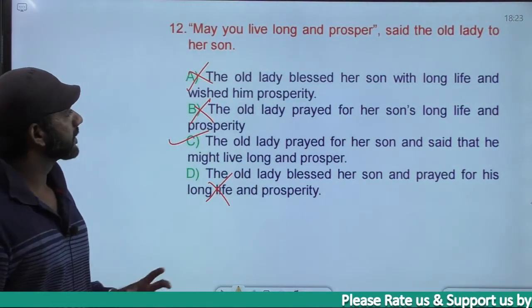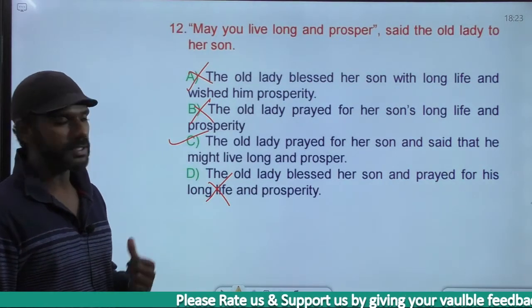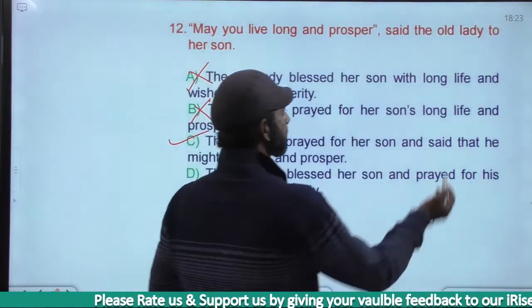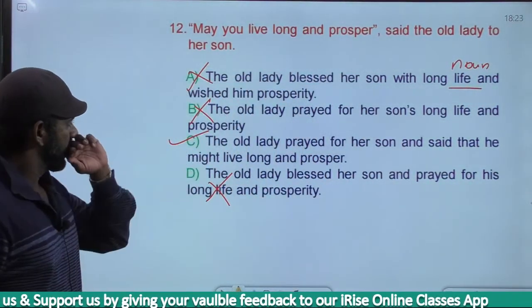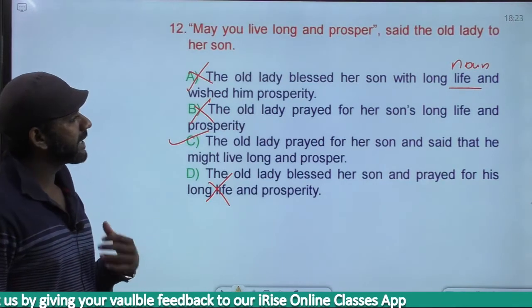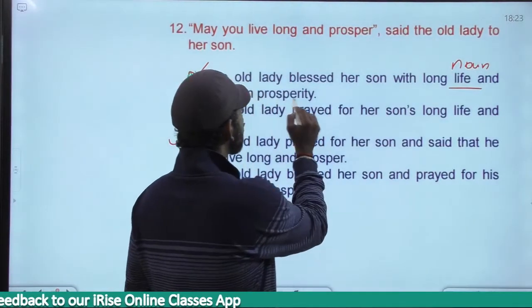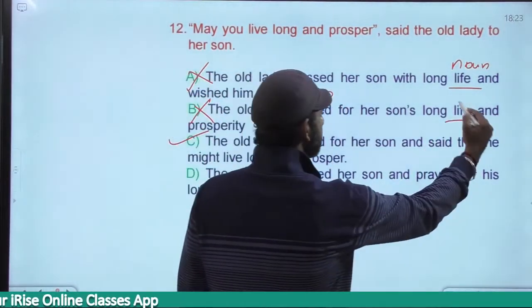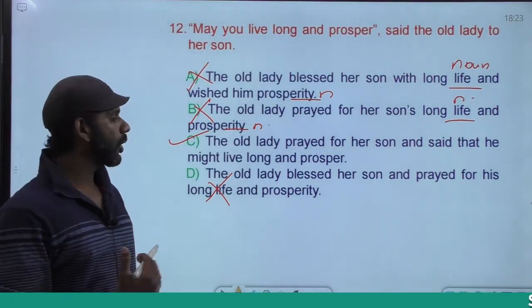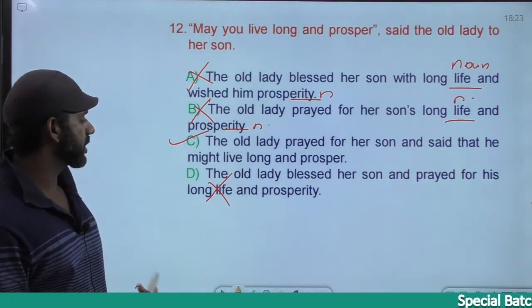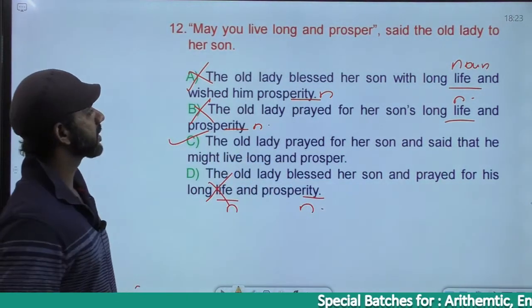Come to option A. The old lady blessed her son with long life and wished him prosperity. Long life, in the sense, the word life is a noun. Leave it there, I'll come back to it. Come to B. The old lady prayed for her son's long life and prosperity. Prosperity is also a noun, ITY word. Life is a noun, prosperity is also a noun. Come to option D. The old lady blessed her son and prayed for his long life and prosperity. Noun, noun. Come to the question now.